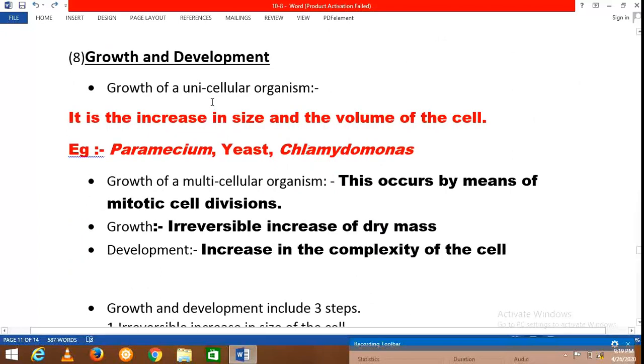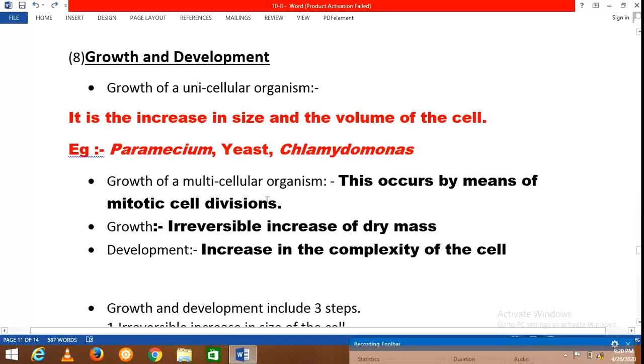Growth of a unicellular organism can be defined as the increase in size and volume of the cell. When the size and volume of the cell increases, we can call it growth of a unicellular organism. Examples of unicellular organisms: paramecium, yeast, chlamydomonas. Then growth of a multicellular organism occurs by means of mitotic cell divisions.